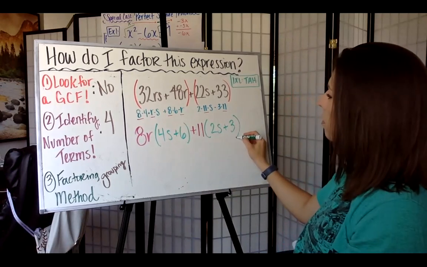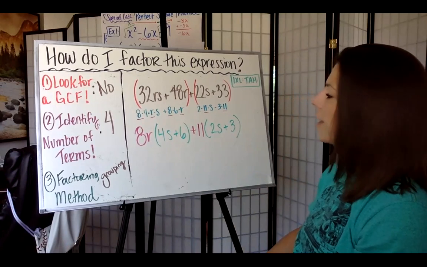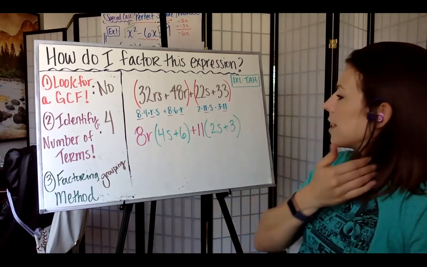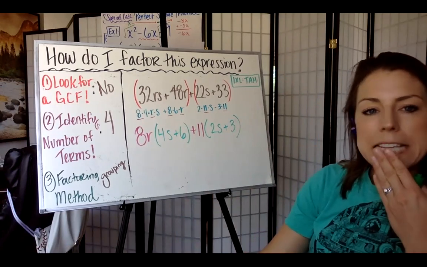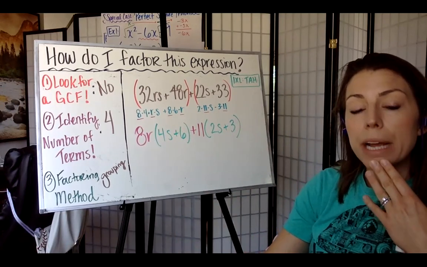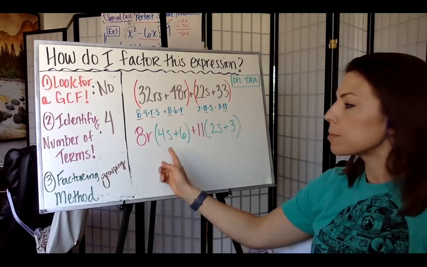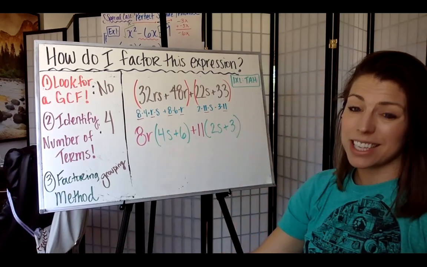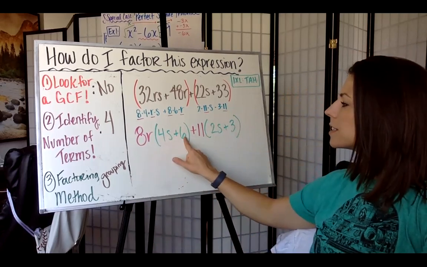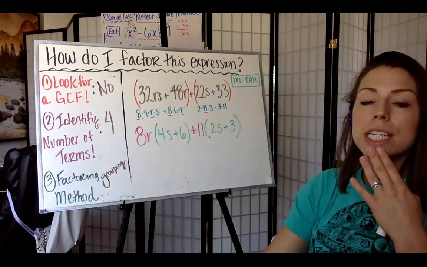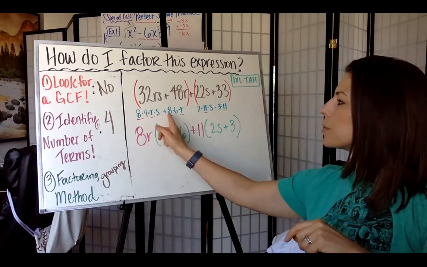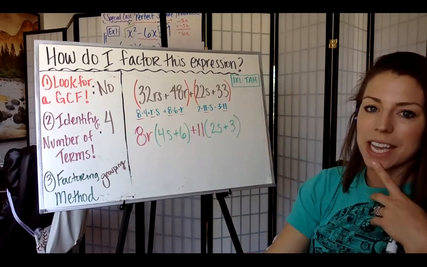All right, let's see where this is a challenge problem now. The issue here is that these are not common binomials. 4S plus 6 is not the same as 2S plus 3. So I know where I went wrong. 4 and 6 still have a common factor, that common factor is 2, which means 8 was actually not the GCF here.